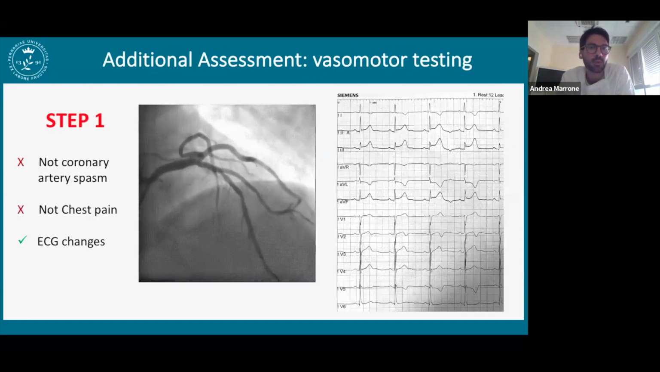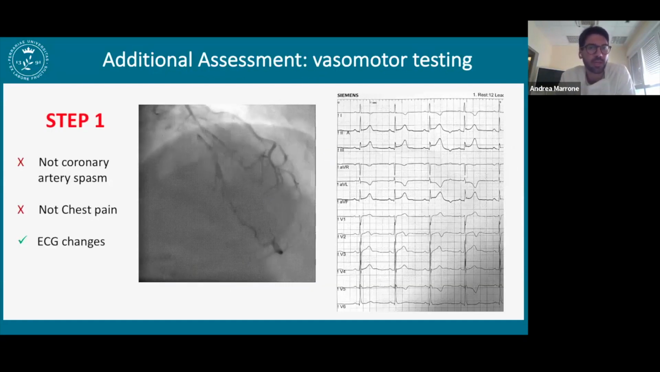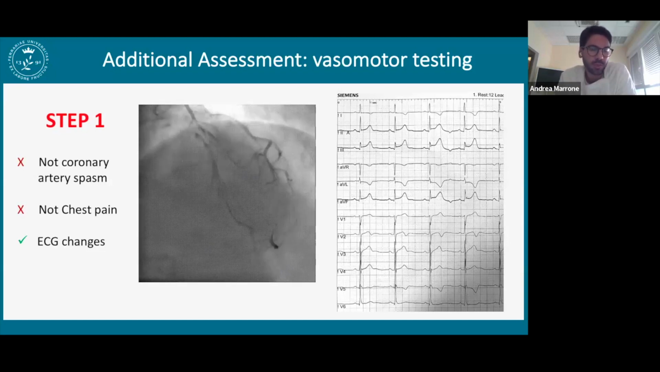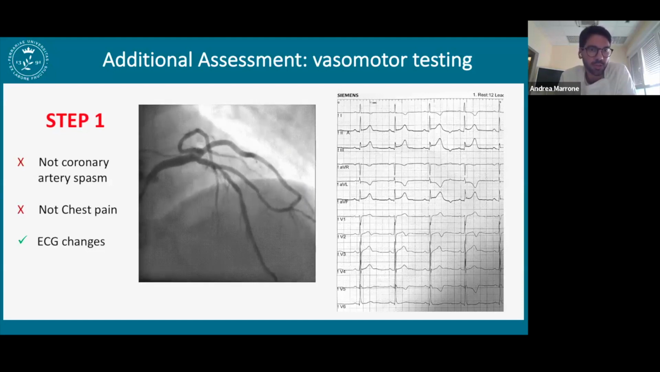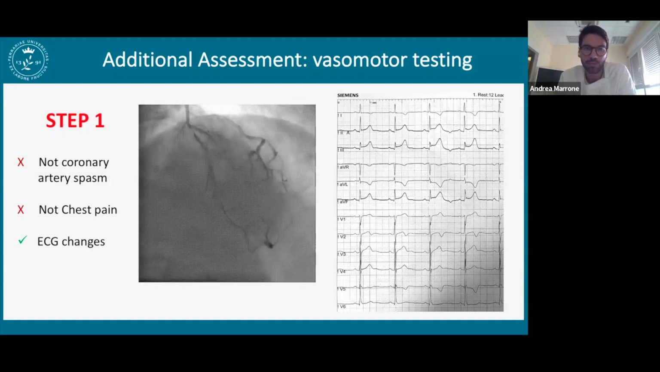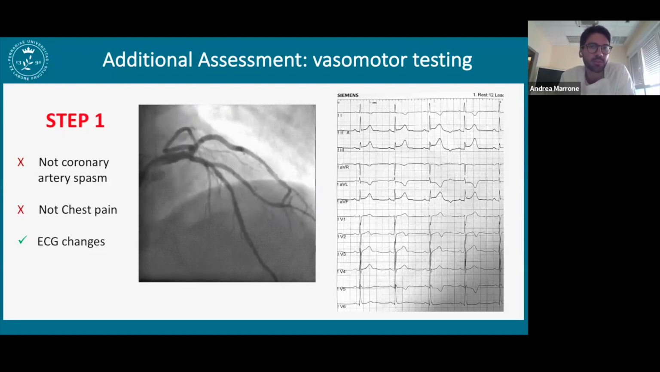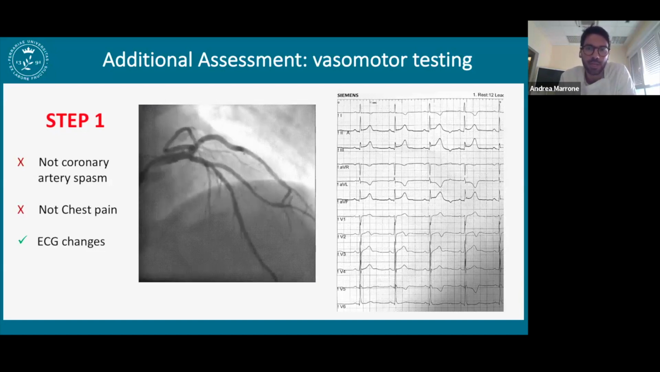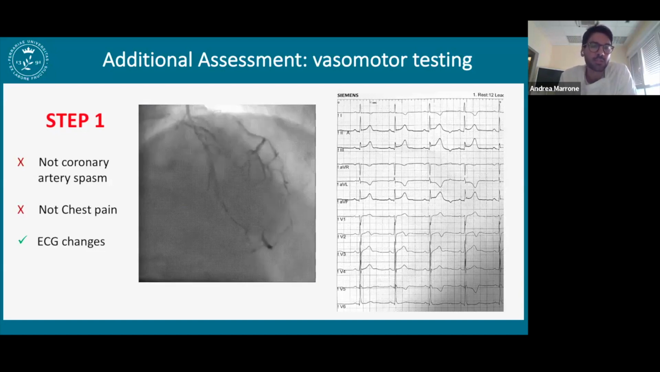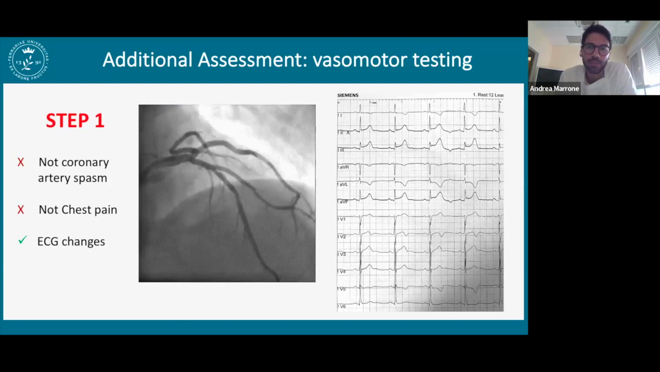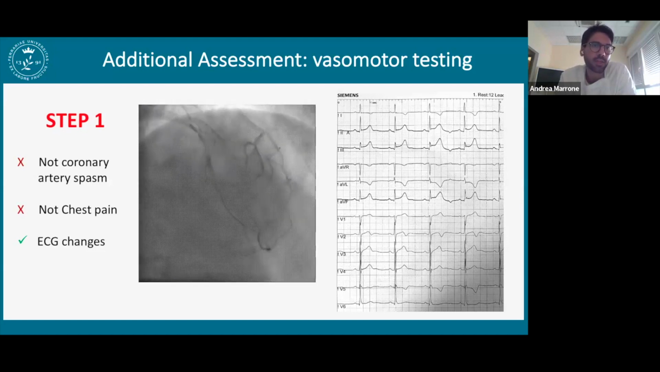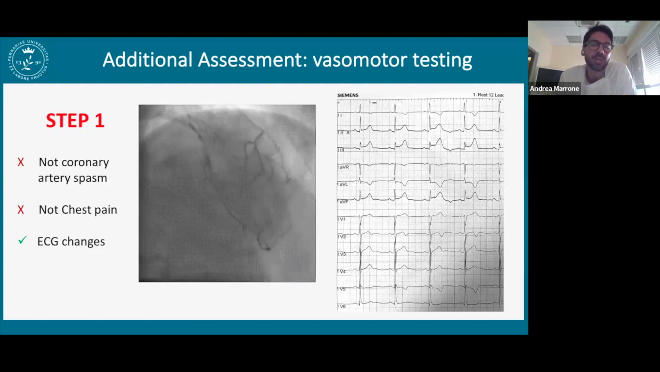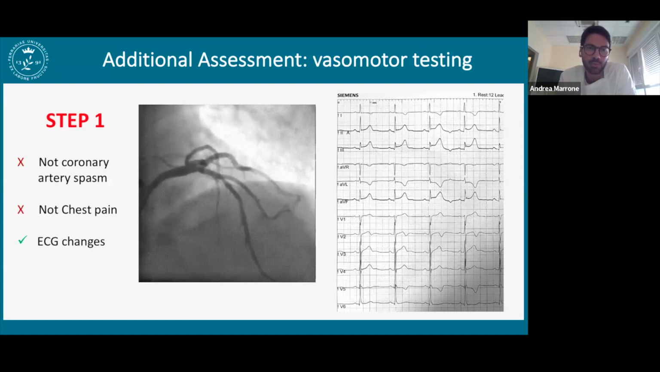And as we can see here, when we perform intracoronary acetylcholine, what we want to see is if there is coronary spasm of more than 90% on the angiography, if the patient starts experiencing chest pain, just like he felt at home, and if there are some ECG changes. In this case, also in step 1, we had some ECG changes right here, without having either coronary artery spasm or chest pain. So at this time, we decided to go for step 2.